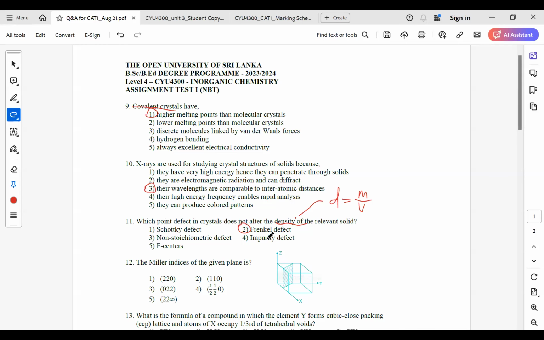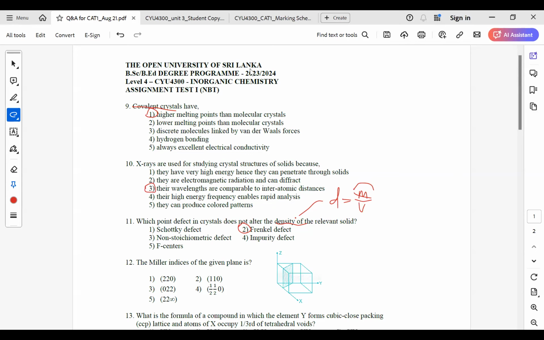When it comes to impurity, foreign constituents are now in the system, so again the mass is going to be different. But in the case of the Frenkel defect, the atom is leaving its original position, but it is going to linger nearby. It is going to be present in the interstitial position.